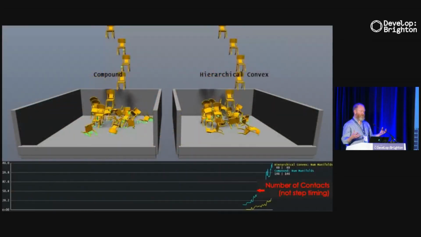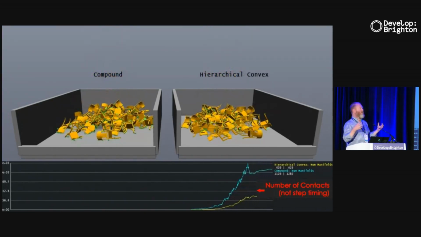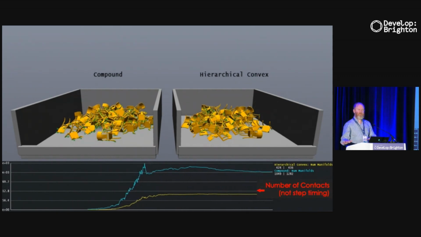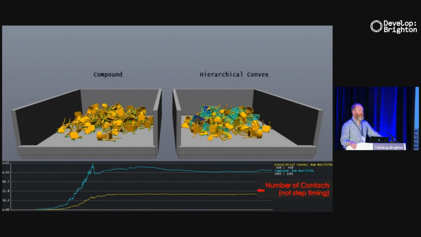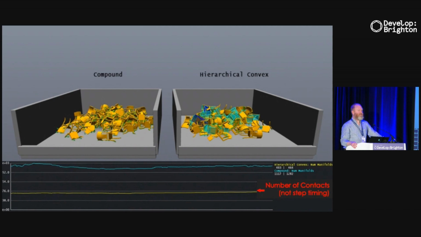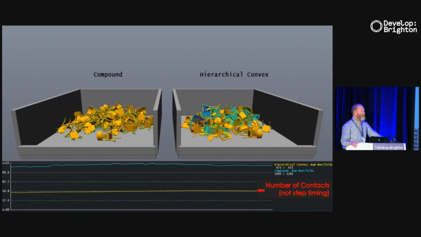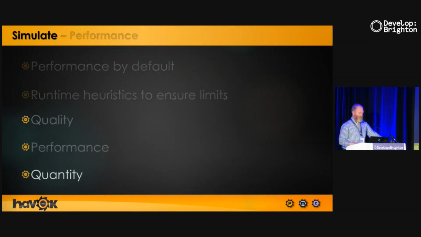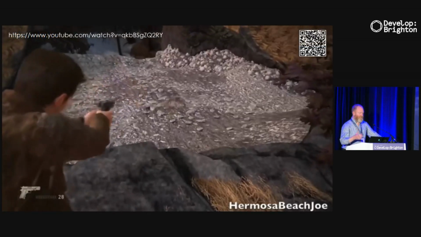In a compound scenario where your compounds are colliding with compounds, the number of contact manifolds that we're generating could be massive. So I think actually this is coming in Chaos as well as Havok, but we're looking at hierarchical convex hulls now, so that you can have a level of detail on your simulation and only drill down to the very lowest levels if need be. And then the number of contact manifolds can be reduced drastically, which means better performance. It also means less memory usage. But ultimately, performance by default is what we want, with runtime heuristics, runtime rather than design time, to ensure the performance limits.